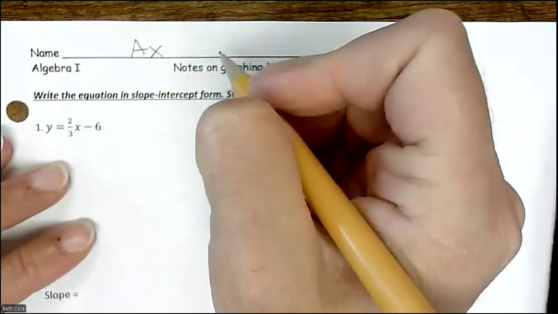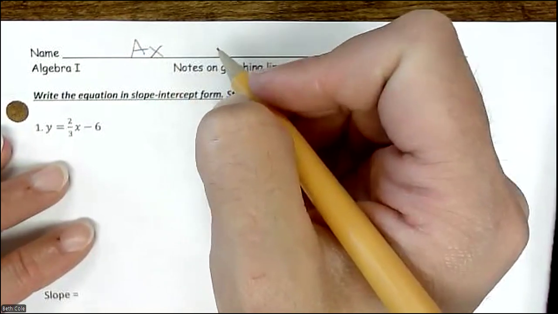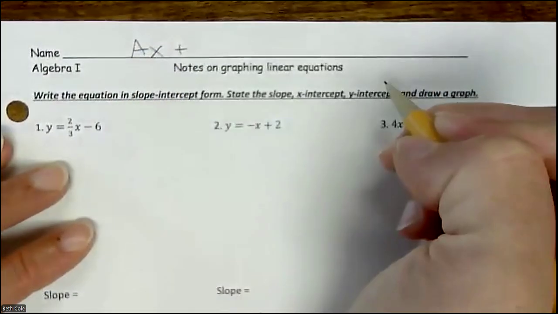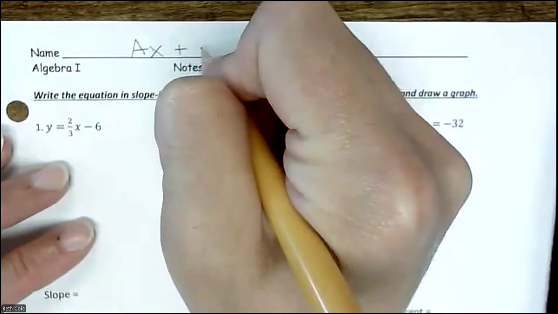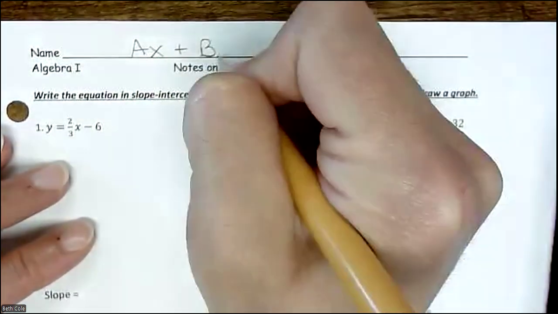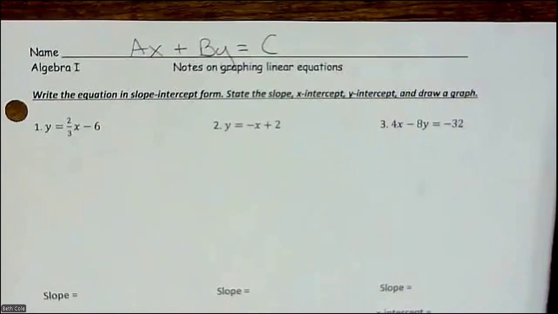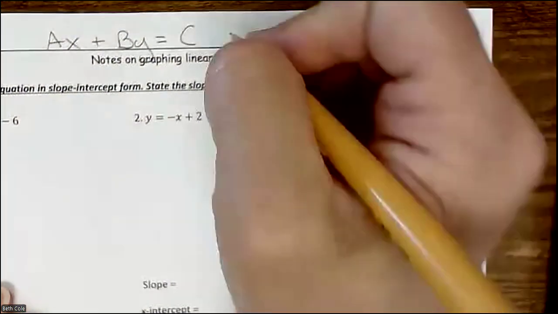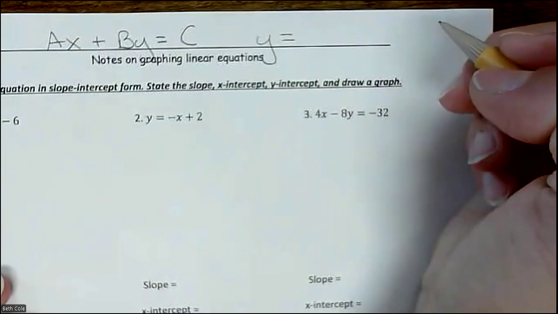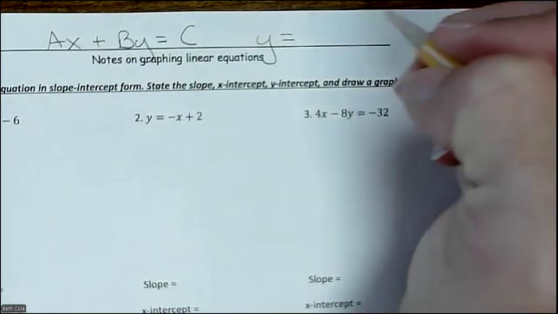AX, what comes next? I'm going to see who watched the video from last time. Go ahead. We already have an X. BY, good, equals C. So for example, 7X plus 2Y equals 12. You get what I'm saying? That's the format.